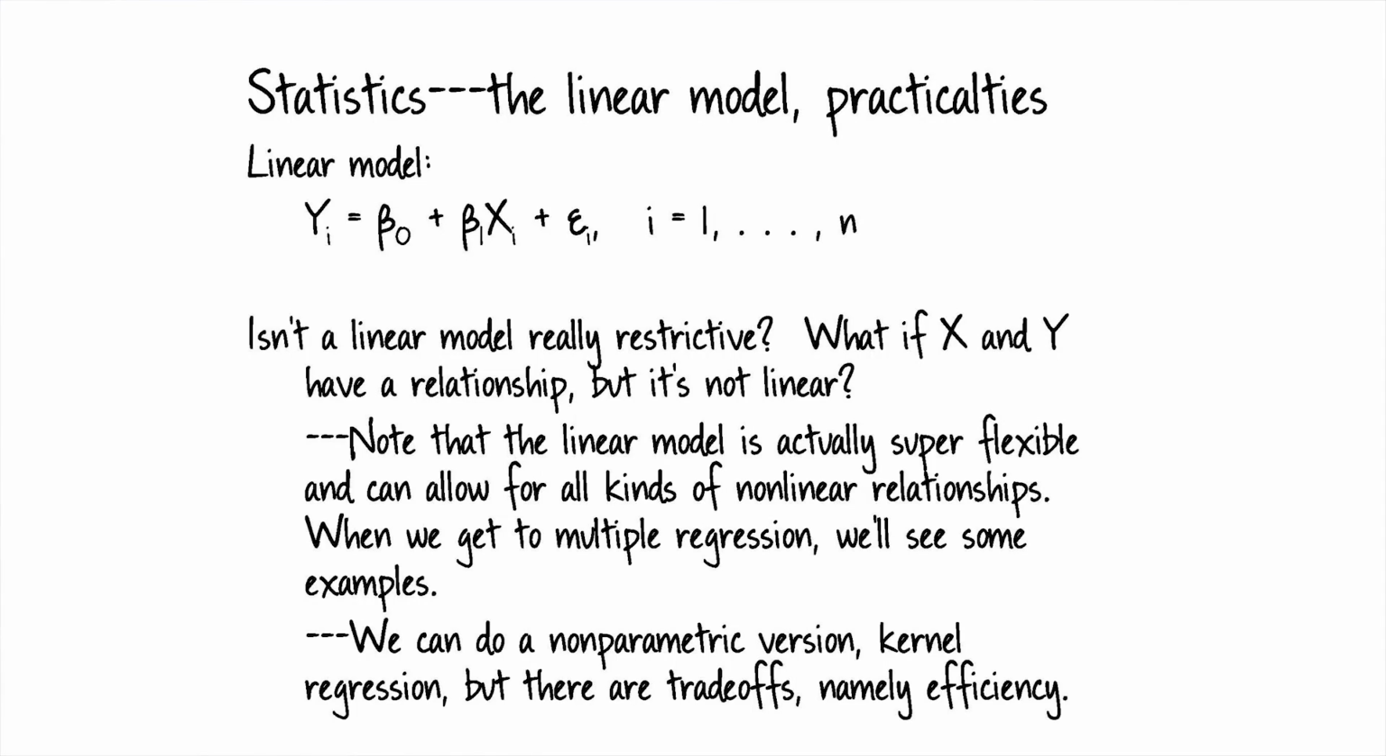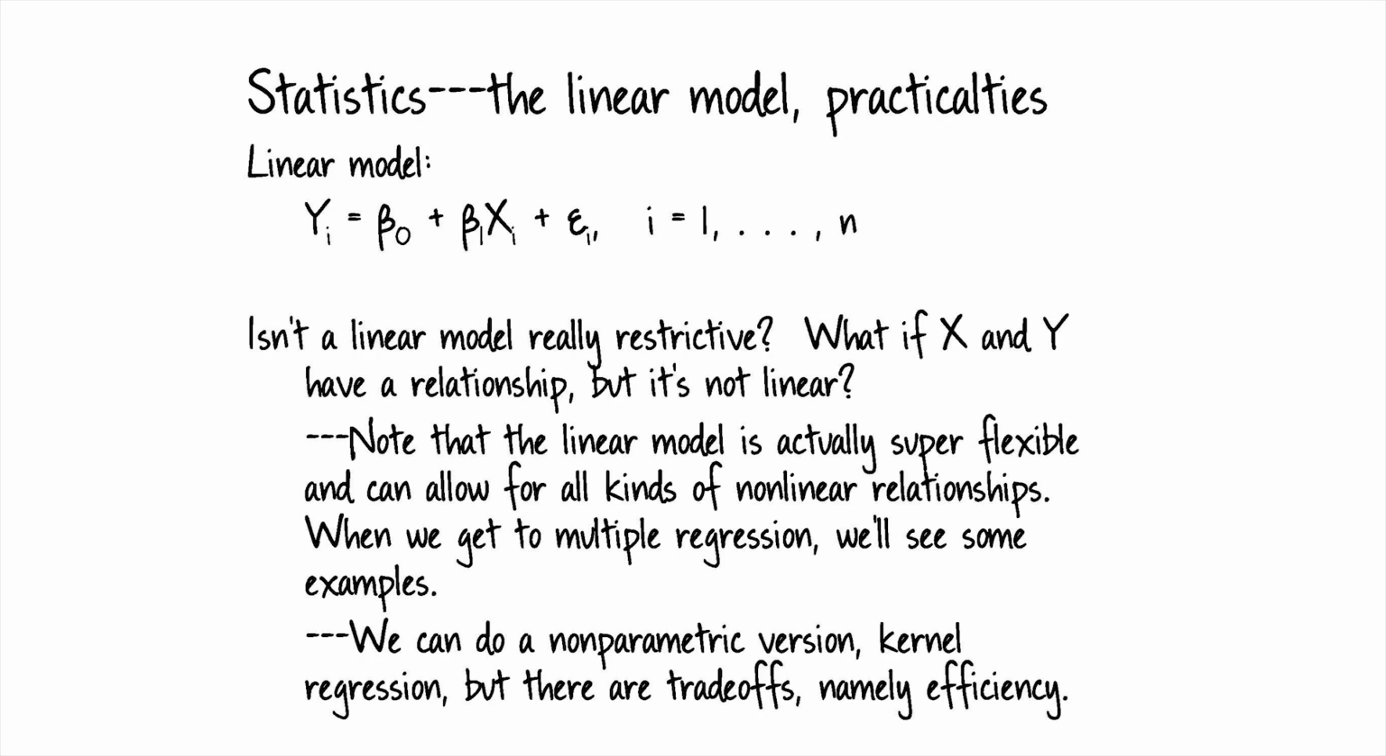Another practical issue that we'll deal with in more detail in multiple regression. You might be thinking, well, fine, the linear model seems pretty useful. We can use it for all kinds of stuff. But isn't it really restrictive? I mean, maybe there is a relationship between these variables, but it's just not linear. And so we're imposing linearity here, and that seems like something we wouldn't often want to do. Well, there are a couple of things I can say about this. One is that the linear model is actually super flexible.